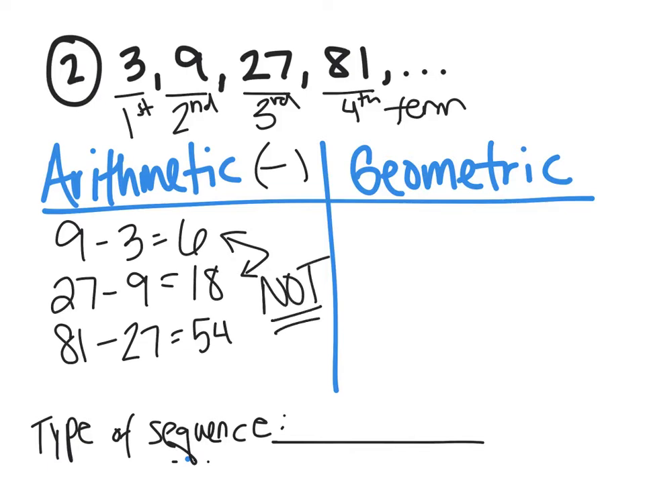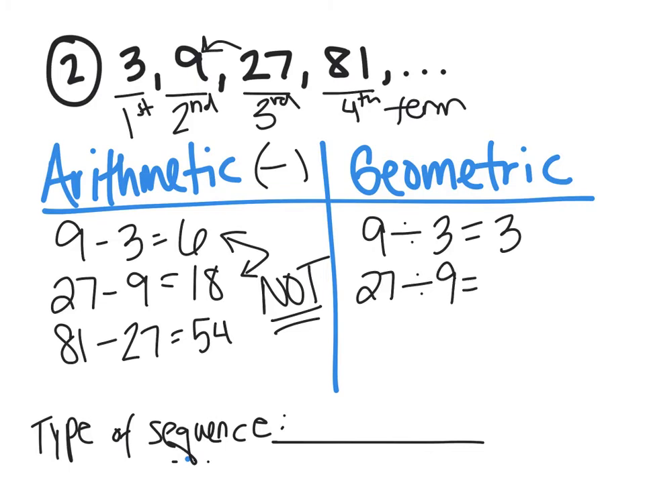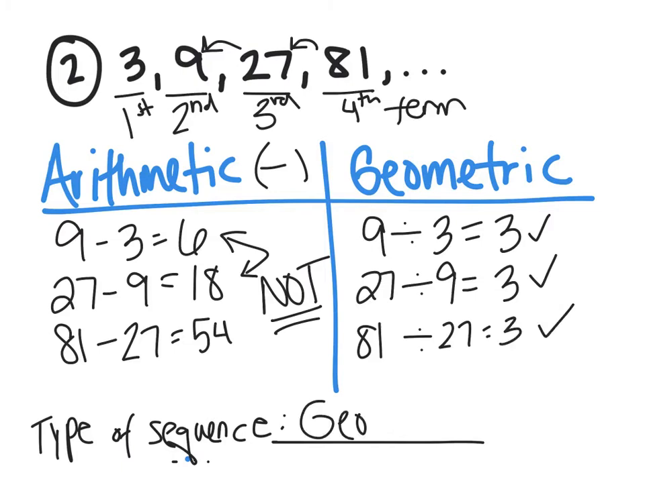So let's check geometric. Take the second term, divided by the term right before it, which is 3. And 9 divided by 3 is 3. Okay. Take the next term, which is 27, the third term, divided by the term right before it, which is 9. And let's see what that ratio is. 27 divided by 9 is 3. So already we see that they have the same ratio. But let's check the last one. 81 divided by 27. And if you put that into your calculator, you'll also see that that's 3. So we know that this sequence is geometric.